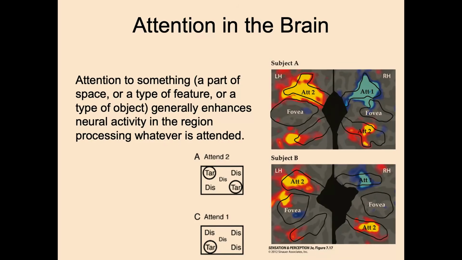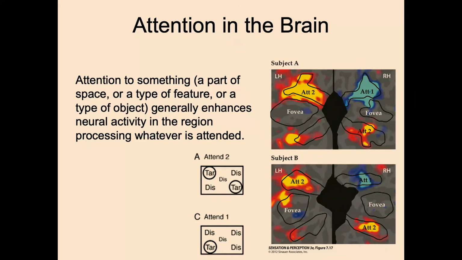And so we went over this general finding that when you're paying attention to something, it could be a part of space, it could be a type of feature, a type of object, you usually get an increase in neural activity in the region that we think is processing whatever it is that you're attending.